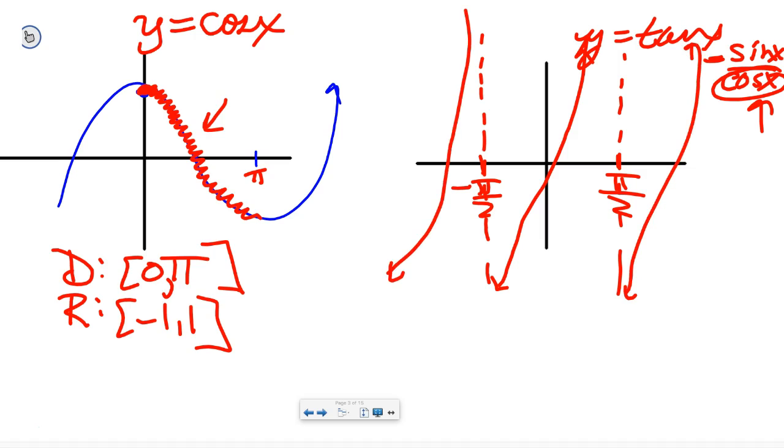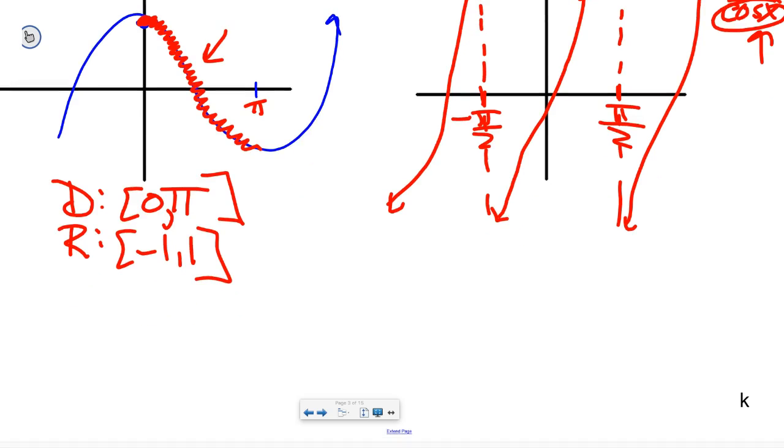Oops, that was a bad, oopsie. The one on the left is not good. That's pretty bad.